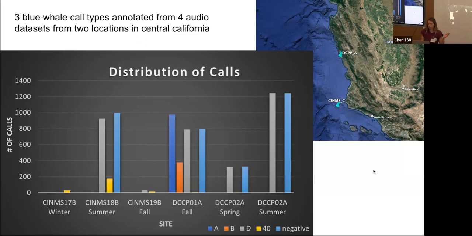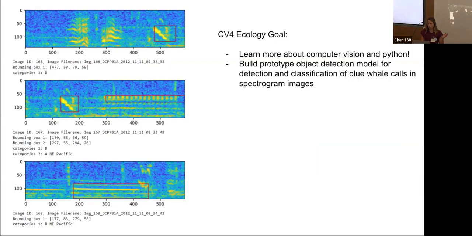And the goal is, first of all, to learn about computer vision and learn how to code in Python, which are two things I know relatively nothing about, and to hopefully build a prototype object detection model that can detect and classify these three different call types in the spectrogram. So this is just an example of the data I have right now.